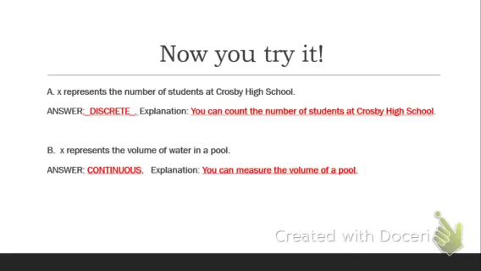Example A. X represents the number of students at Crosby High School. Because you can count the number of students at Crosby High School, the outcome, then the random variable is discrete. Example B. X represents the volume of water in a pool. Because you can measure the volume of a pool, then the random variable is continuous.